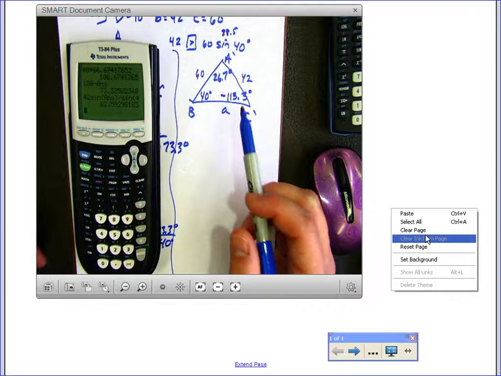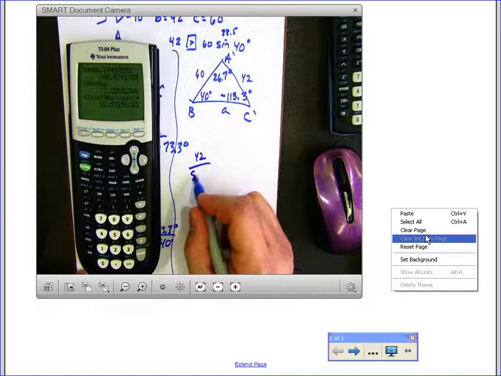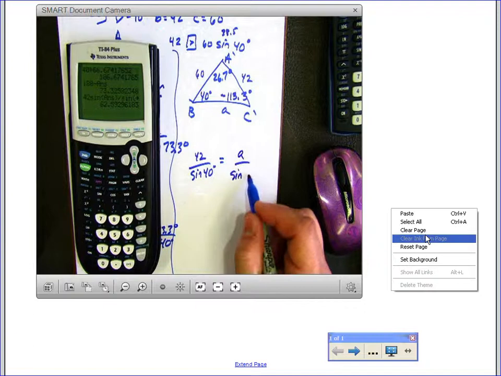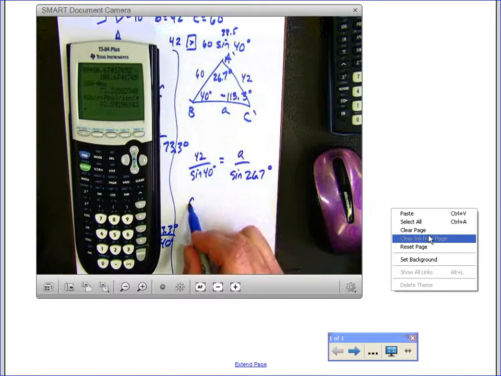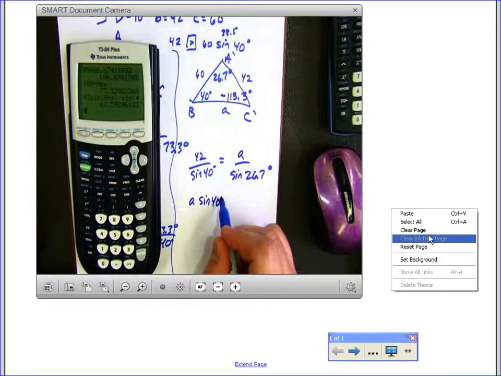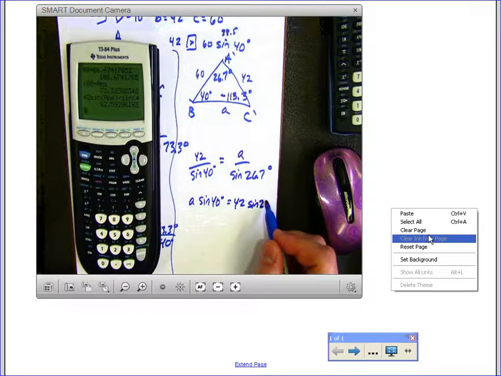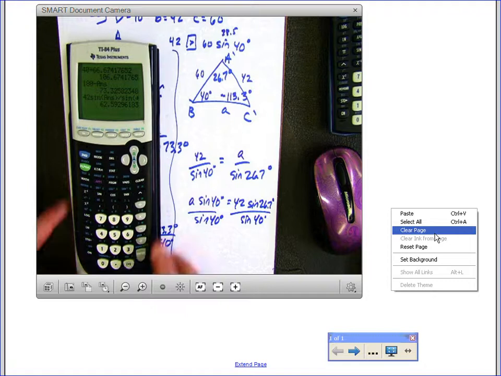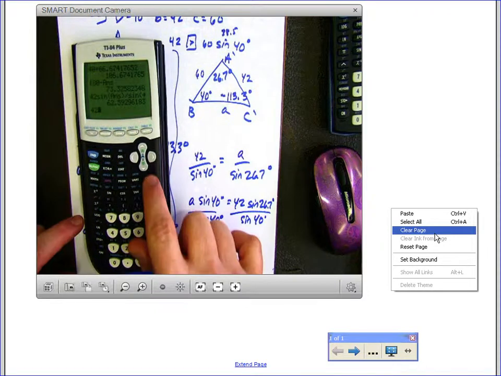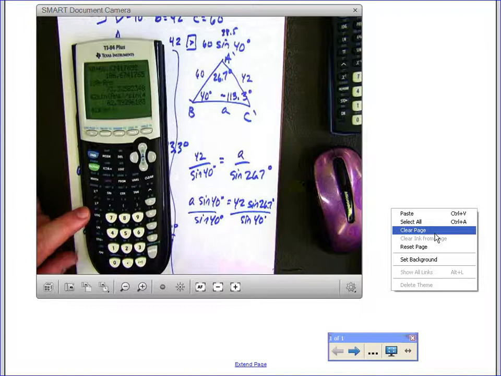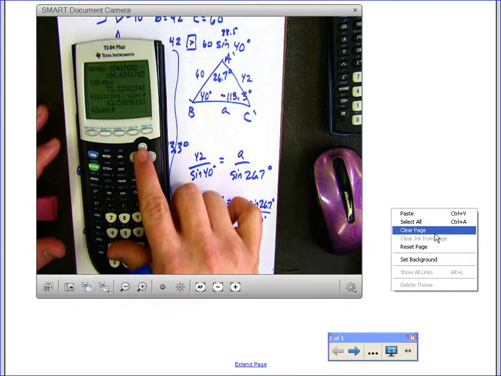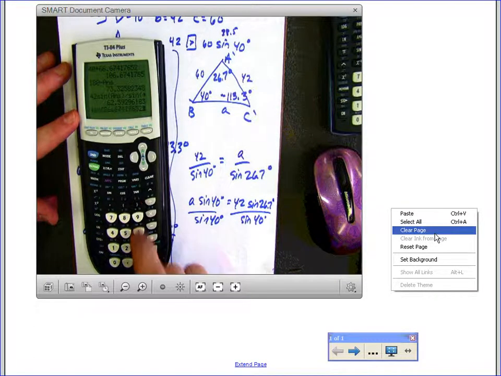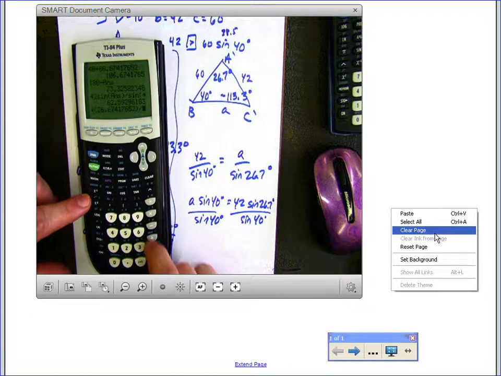Okay, so let's set up that same given proportion there. 42 over sine of 40 equals, we're looking for A, so we're going to do A over sine of 26.7. So we get A sine of 40 equals 42 times sine of 26.7. So divide by sine 40. All right, so we got 42, divided by sine of 40.